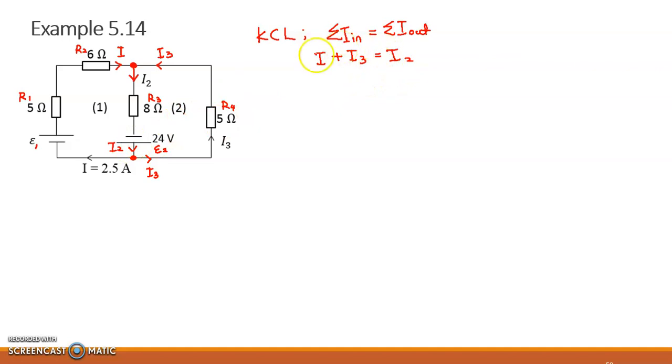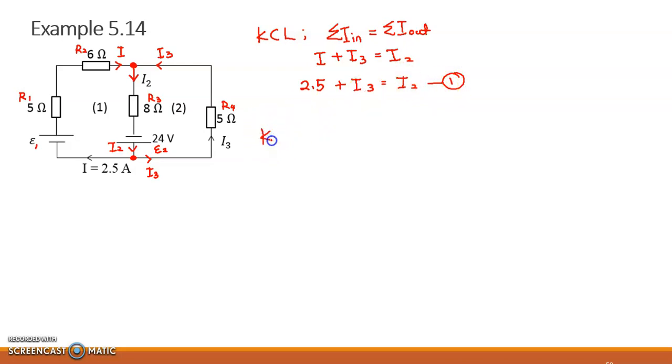In this equation, we already have the value for I, which is 2.5 ampere. So we can substitute it into this equation: 2.5 plus I3 equal to I2. This will be our first equation.